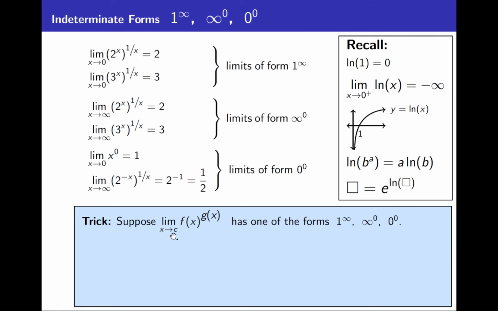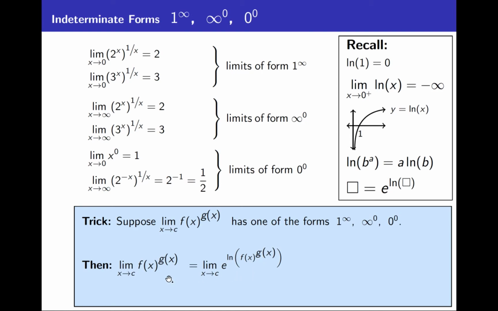Suppose the limit as x approaches c of f of x to the power of g of x has one of the indeterminate forms, 1 to the power of infinity, infinity to the power of 0, or 0 to the power of 0. Here's what you can do. The limit as x approaches c of f of x to the power of g of x, by the property given here, equals the limit as x approaches c of e to the power of ln of f of x to the power of g of x.